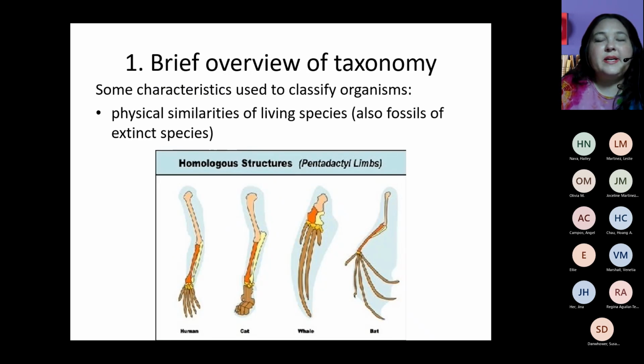We also use homologous structures, which are physical similarities of living species. Here are 4 forearms. We have a human, a cat, a whale, and a bat. The brown is the phalanges. That's your fingers. And notice that in the human and the cat, the phalanges are relatively short and compact. They're close together. Whereas in the whale and the bat, they get much longer and they start to spread out a little bit. So we can tell that the human and the cat are more closely related than the human and the whale or the human and the bat.